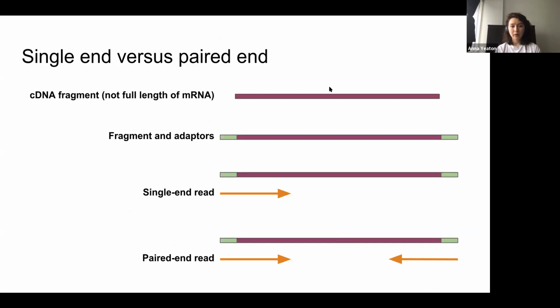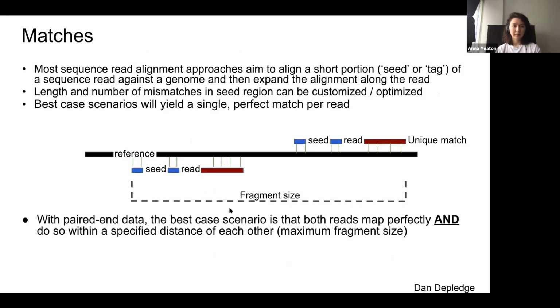And I know Dan went over this as well, but just as another refresher, here, after you've done your initial prep, you have your cDNA fragment, and this is after fragmentation. So this isn't the full length of an mRNA. You have your adapters here, and if you're doing single end reads, you have a read going from one end, but if you have paired ends, you're going from two ends. And I bring this up because this fragment length here is important in this slide.